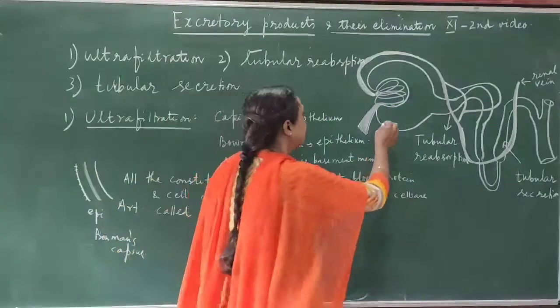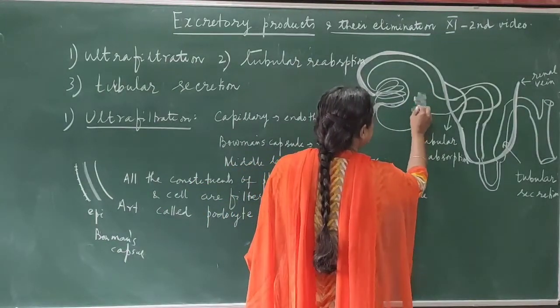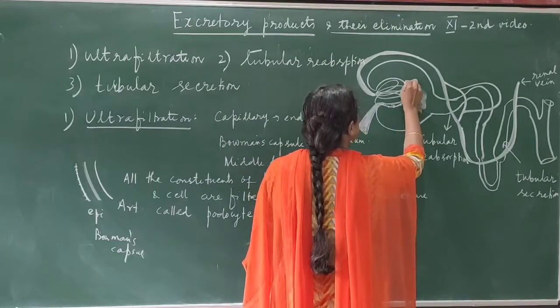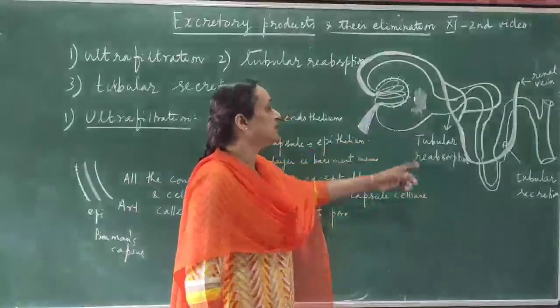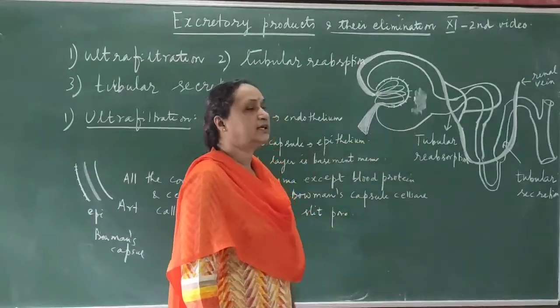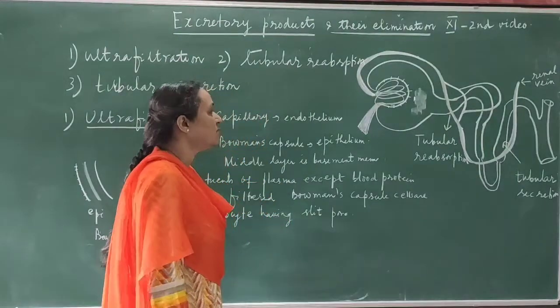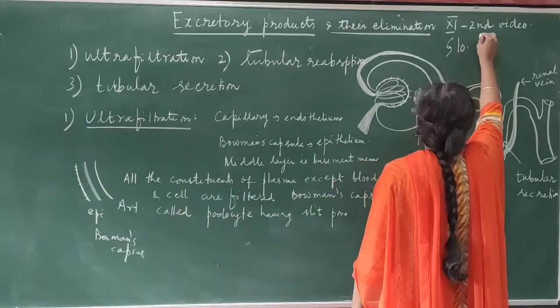Okay, and now the filtrate, so that is entering this space of the Bowman capsule with the help of the small opening which are there in the epithelium of the Bowman's capsule, and this filtrate which is collected here, so that is called primary urine. Or this is called glomerular filtrate.